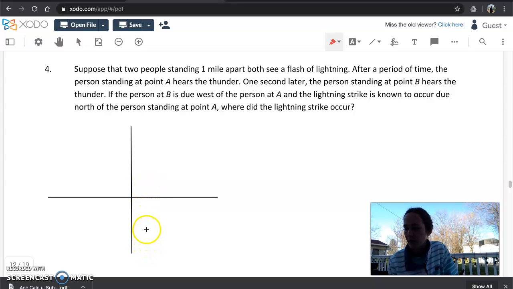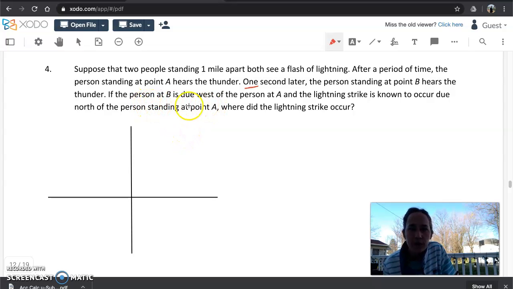I notice in 5 they already provided the graph of a hyperbola for us, but in this one we'll make it for ourselves and see what they're asking. Suppose two people are standing 1 mile apart and they both see a flash of lightning. The easiest thing to do would be to put those people along the horizontal axis, or the transverse axis, of the hyperbola. After a period of time, the person standing at point A hears the thunder. 1 second later, the person standing at point B hears the thunder.